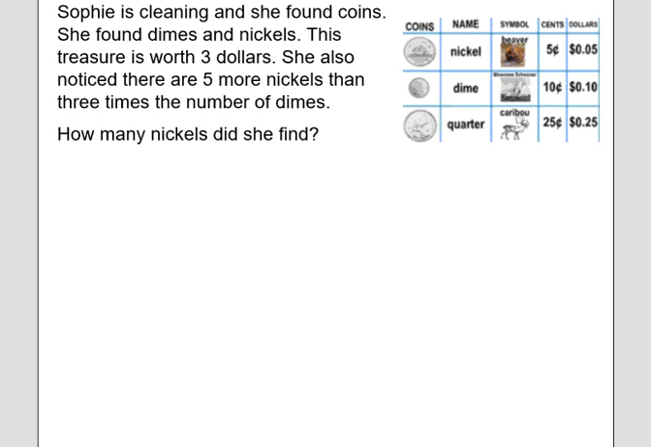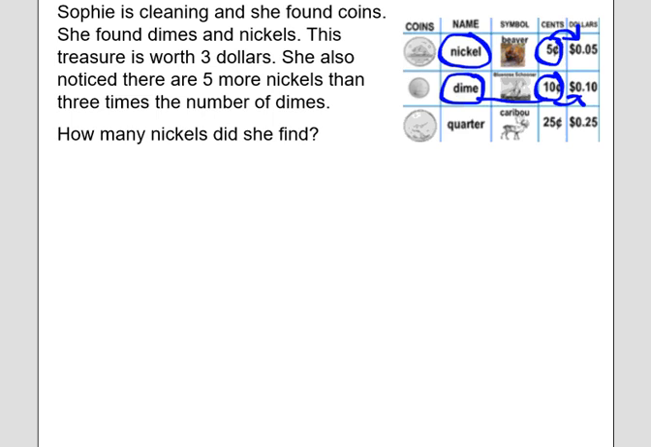So what I did here on the side is I put a little chart just to remind you that nickels are worth 5 cents. Now 5 cents, we write it like this usually, 0.05. So we're going to be using this one. And the dime is worth 10 cents. But we're going to be using this notation as decimal because it's easier to work with decimal numbers when we get to dollars. Now when you look at this problem, the question is, how many nickels did she find?